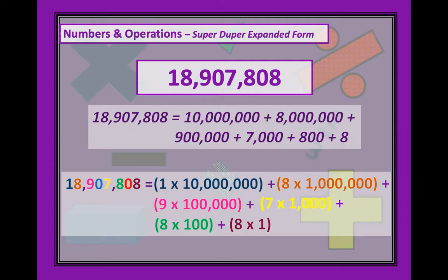Super duper expanded form is just showing how you found the value of each digit by writing the digit times the place that it's in, and then adding those values back together.